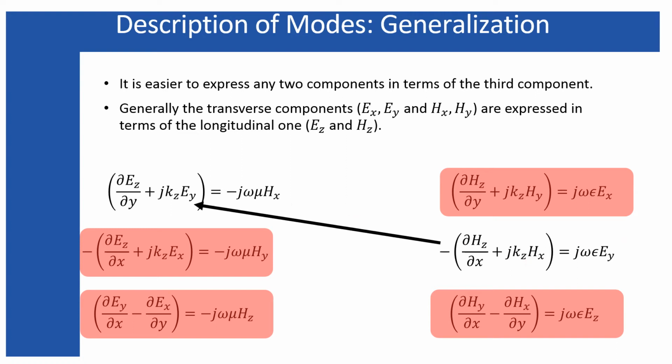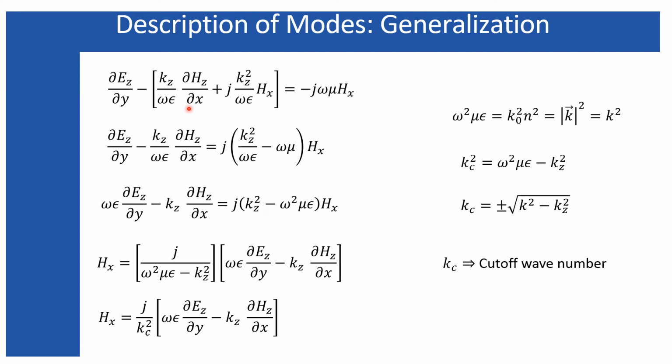So just replace it. Here are the derivations. In the last expression, the Ey gets replaced in the first equation, and the Hx term I have grouped from the left hand side to the right hand side, and finally after a few algebraic steps I have obtained the expression for Hx over here. In this expression you can see that at the denominator there exists omega square mu epsilon minus kz square.